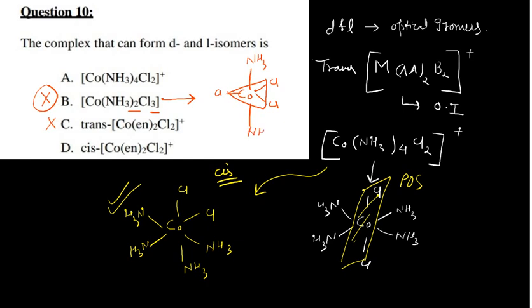So it is also having a plane of symmetry. This is actually the plane of symmetry. So this cannot be your answer, this 5 one, okay? The only option left is this one. This cis is optically active, as I have shown you, and this may also be your optically active, right?